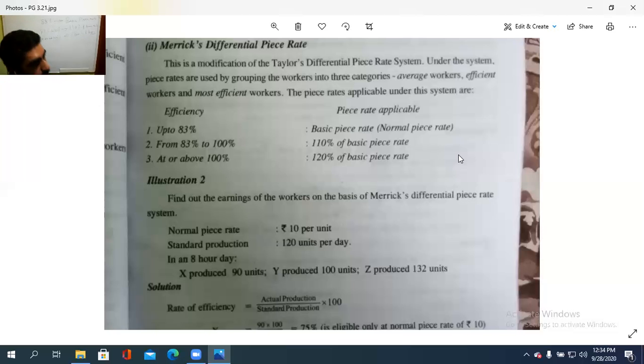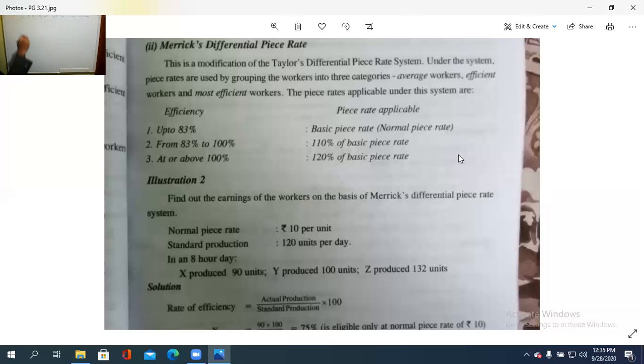So we will do one problem with this. Find out the earnings of the workers on the basis of the Merrick differential piece rate system. Under that, normal piece rate is 10 per unit. Standard production is 120 units per day, and 8 hours a day.